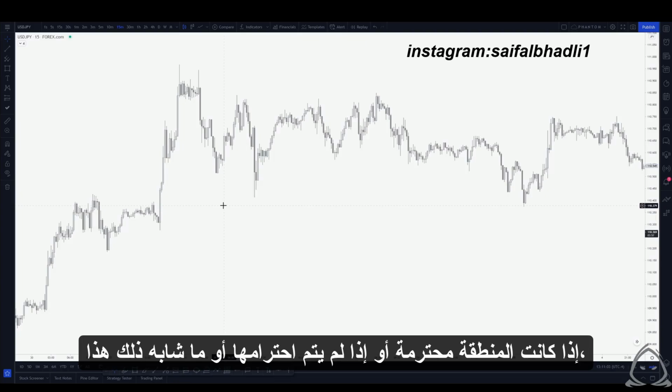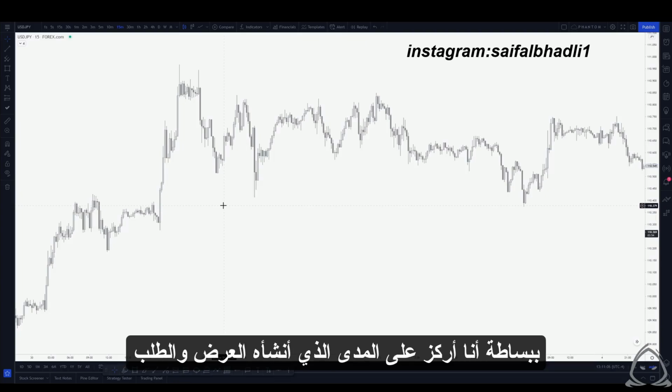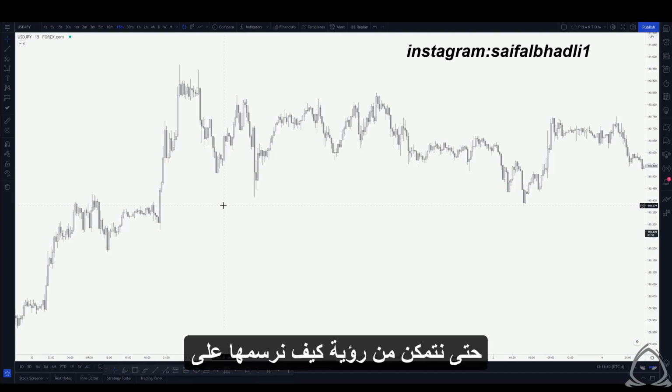Not respected or anything like that. Simply put, I am focusing on range created supply and demand zones and pivot supply and demand zones so that we can conceptually see how we map them on a chart.